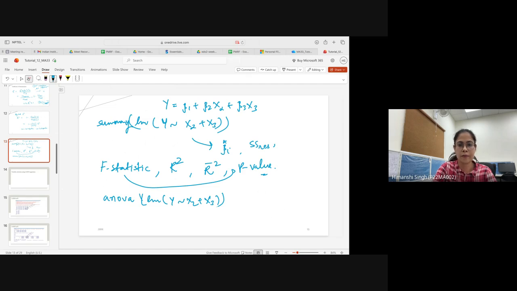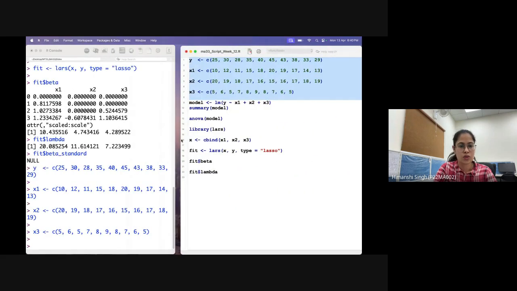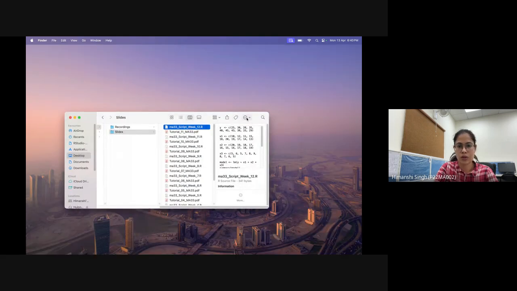Let me run it. I have not shared actually. Wait. Yeah. So in R, I've stored these values. So first of all, let me just wait a minute.